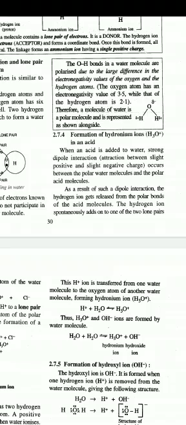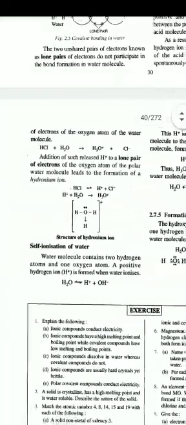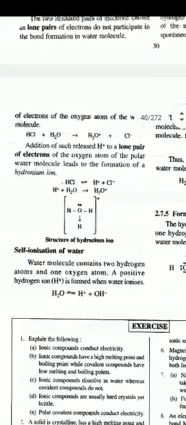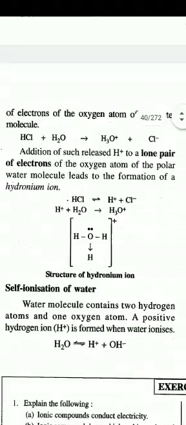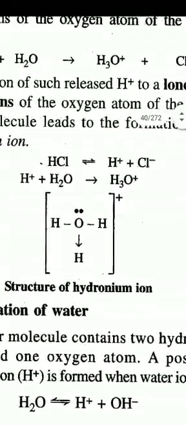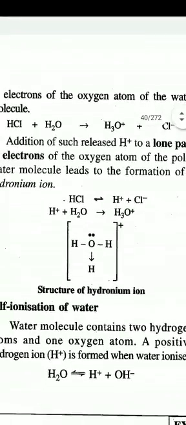The hydrogen ion spontaneously adds to one of the two lone pairs of water, and they get the hydronium ion. Addition of such released H+ to the lone pair of electrons of the oxygen atom of the polar water molecule leads to H3O+. Here again we have a diagram. The arrow shows the lone pair of electrons and a simple line shows sharing of electrons.